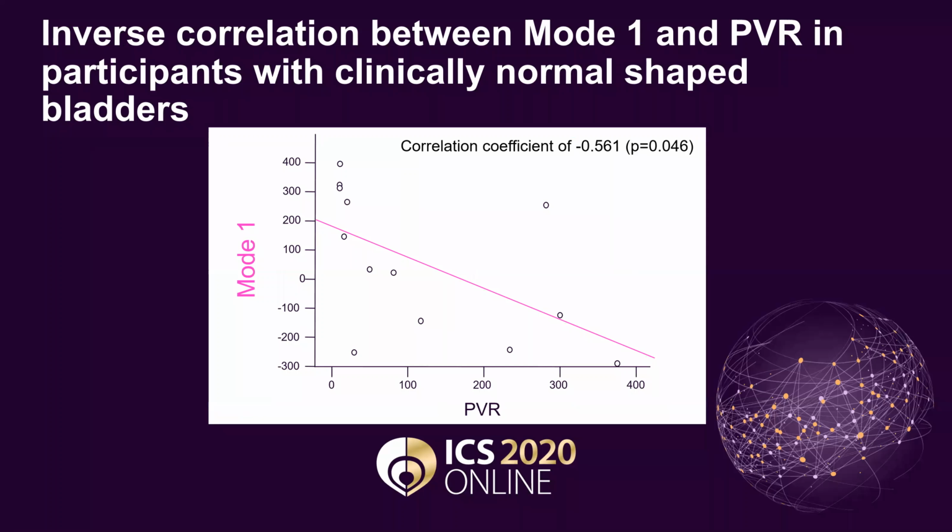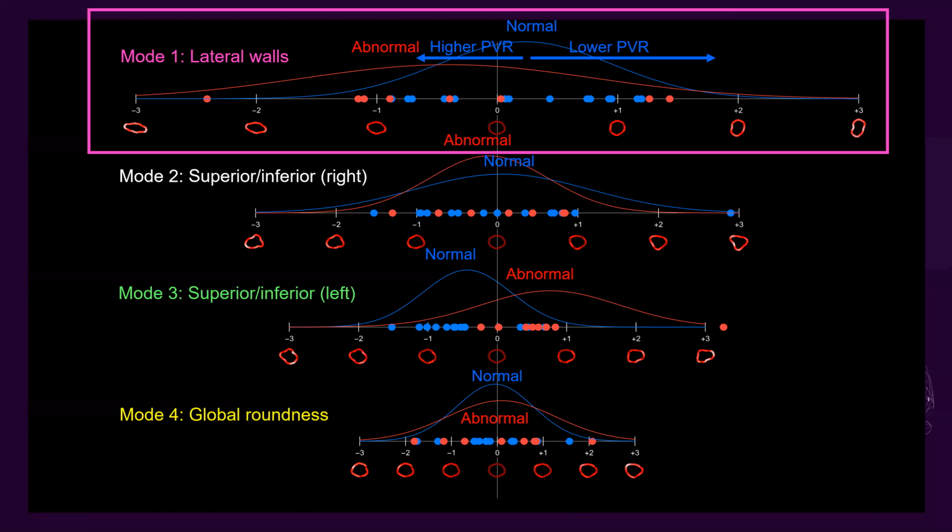A subgroup analysis of participants with radiographically normal appearing bladders demonstrated a significant inverse correlation between mode 1, representing the lateral bladder walls, and post-void residual volumes. These data suggest that although not clinically determined to be abnormal in appearance, radiographically normal appearing bladders with shapes more similar to radiographically abnormal appearing bladders were more likely to be associated with increased post-void residual volumes.